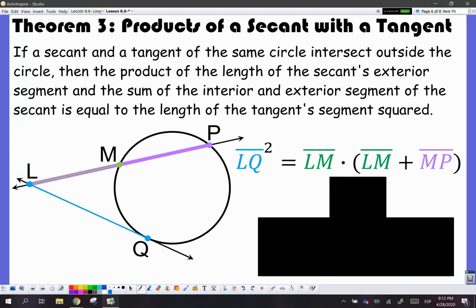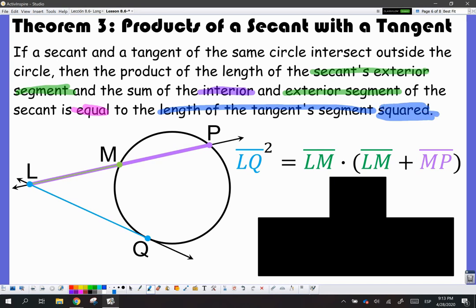Let's take a look. If a secant and a tangent of the same circle intersect outside the circle, then the product of the length of the secant's exterior segment and the sum of the interior and exterior segment of the secant is equal to the length of the tangent segment squared.